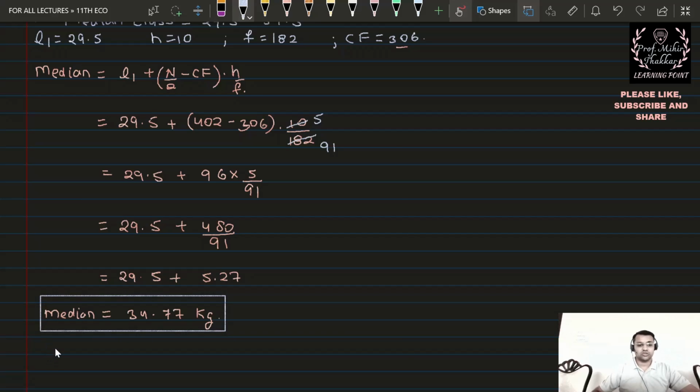Now guys, this was the basic thing that we learned today about the median for the raw data, discrete data and the group data. Next thing, in the next video, you will be studying about the partition values. Actually, you have to study about the quartiles, deciles and percentiles completely in detail one by one.